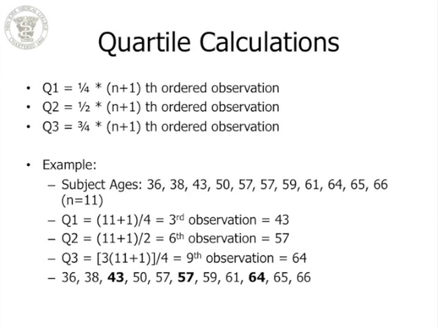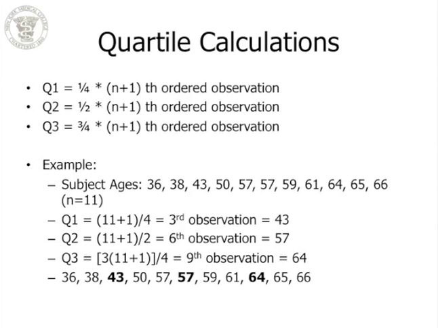Here's how you can calculate quartiles. For the first quartile, you multiply 1/4 by n plus 1 of your set, and that number which you get is the position of the first quartile. And then you go forth, 1/2 times n plus 1 for the second quartile, and then 3/4 times n plus 1 for the third quartile. In a set of observations, you add up the total number, 11 plus 1, divide by 4, and you get the third observation, and you look it up and it's 43, and so on and so forth.